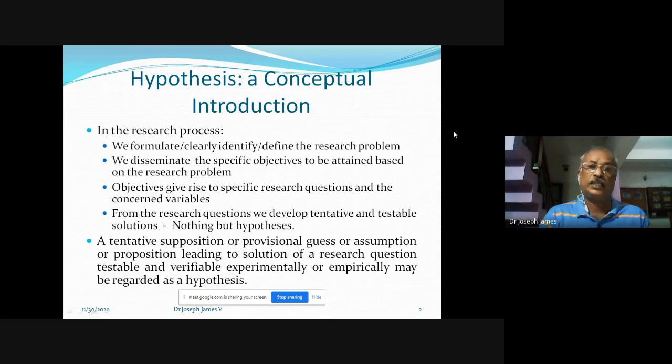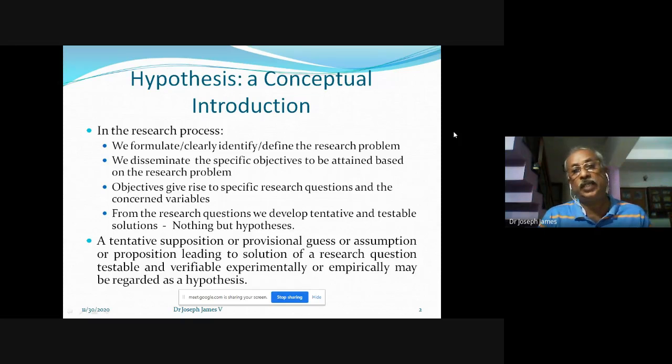And after feeling the research problem, we disseminate some specific objectives to be attained based on the research problem. Actually, it is like a chain. Research problem is the starting point, and from the research problem, we obtain the specific objectives to be attained for solving the research problem as a whole.